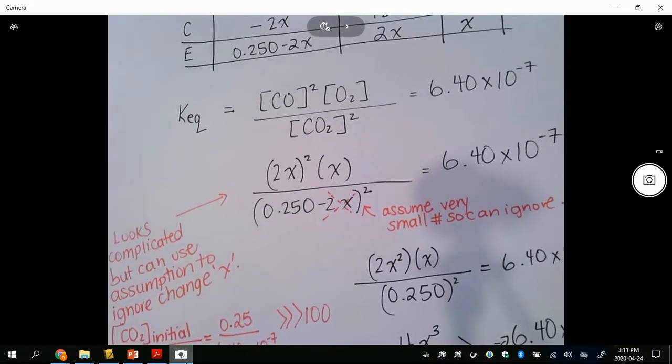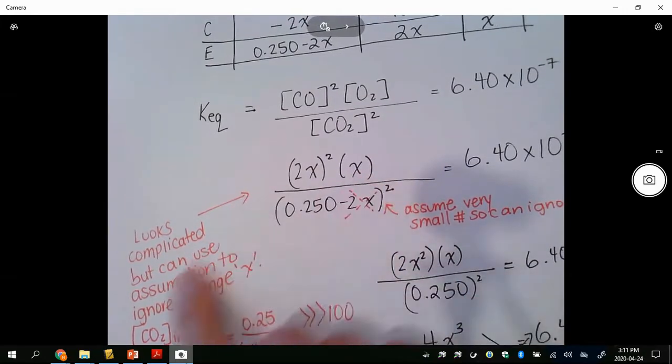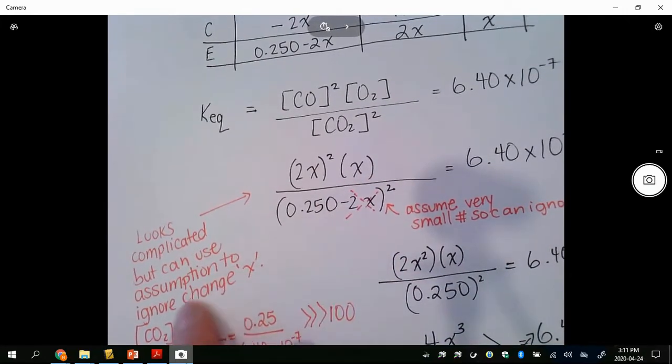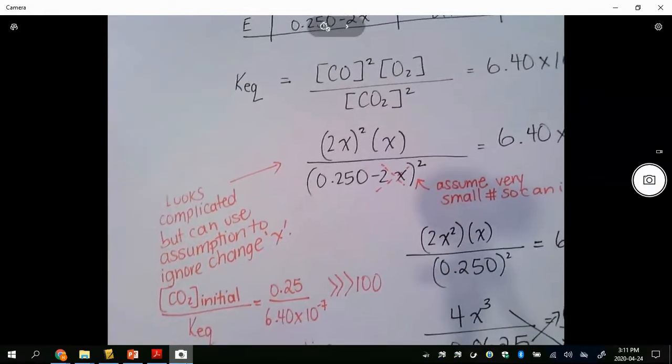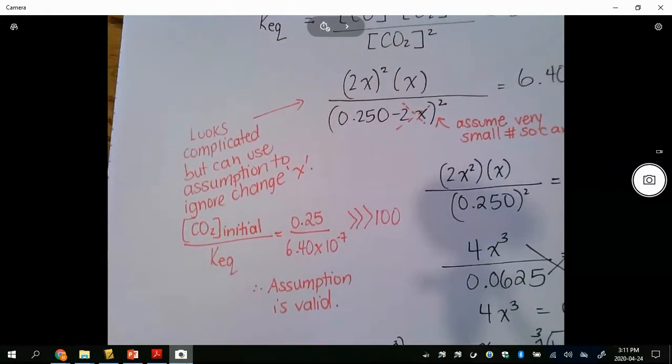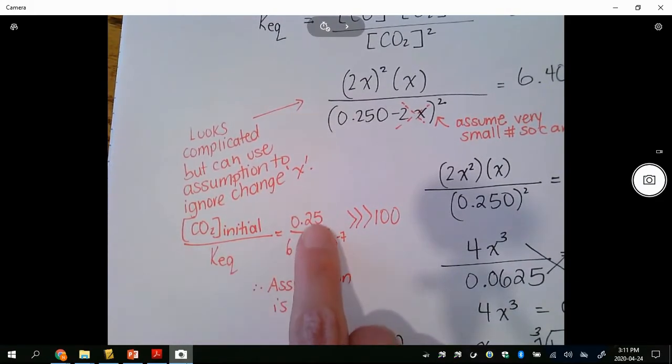Why are we assuming that? You'll see in a second, because we tested our assumption. So this looks very complicated to solve, but you can use the assumption to ignore the change in x. So here's the assumption down here. We're taking the CO2 concentration initial, and we're dividing it by the KEQ value that's given. So these two values are given to us.